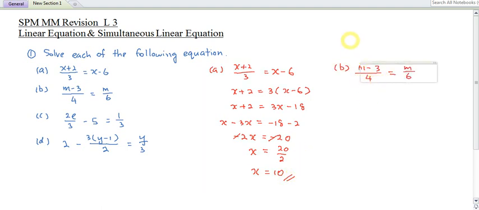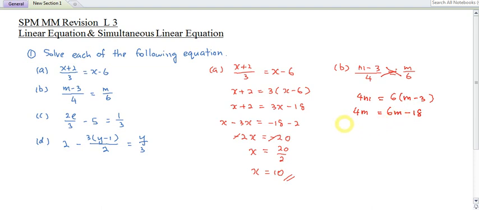How about this part B? Okay, both sides we also have m here and we have fractions. This we just do the cross multiplication. 4m is equal to 6 times m minus 3. Okay, so the 4m, you just copy. 6 multiplied by m, that's 6m. 6 multiplied by negative 3, you get negative 18.